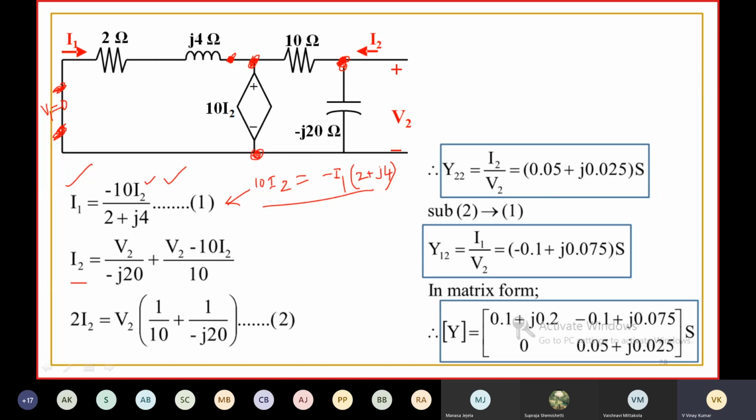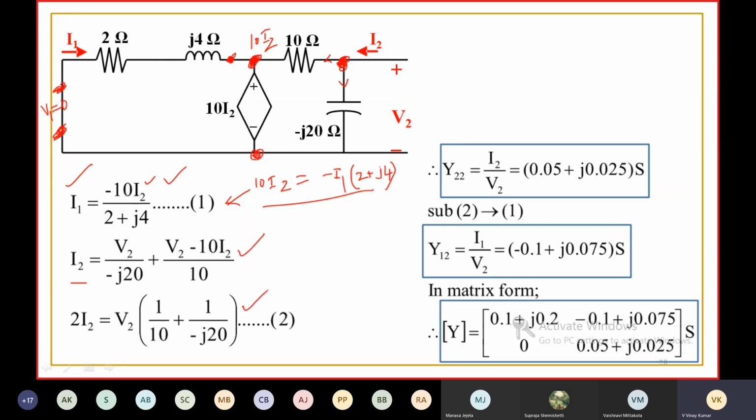Applying KCL at this node, V2 by I2 is equal to... I2 is the incoming current, and these two are outgoing currents. So I2 is equal to V2 by minus j20 plus V2 minus the voltage at this point. This node voltage is 10I2. The current going through this branch is (V2 minus 10I2) by 10.